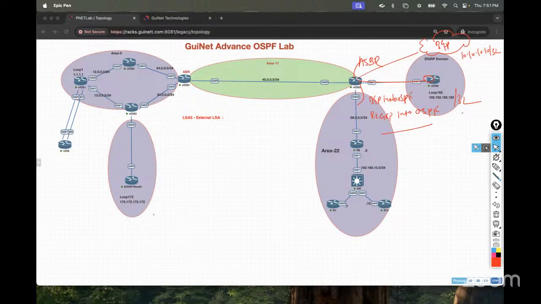Let me make it simpler. If I'm writing LSA 4, this is also known as the ASBR summary LSA. This is my external LSA. So the ABR gives the other routers the summary coming from the ASBR, meaning it tells about your ASBR information, how you can reach this ASBR. But LSA 5 is the actual route, coming from an external domain, which is going to be advertised to different areas. Clear? Please let me know if you are not clear about this concept.